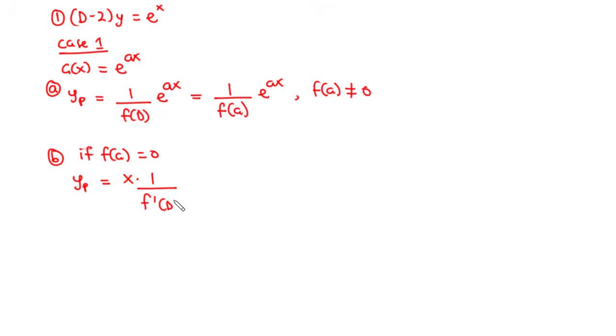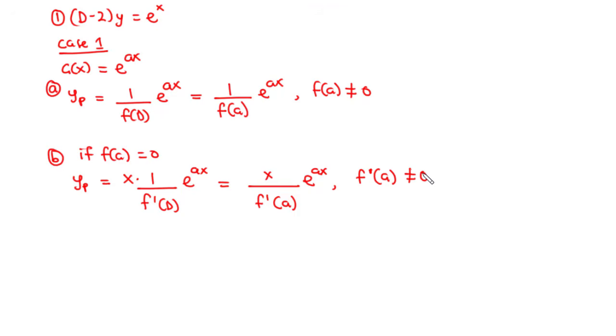So you are going to differentiate the polynomial function of the D operator, that is, you are going to have the first derivative and then times e to the power ax. So we further represent this as x over f prime of a, we are going to substitute a in here, times e to the power ax. This is also valid so long as f prime of a is not equal to 0.